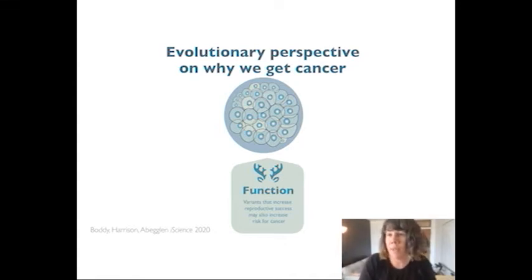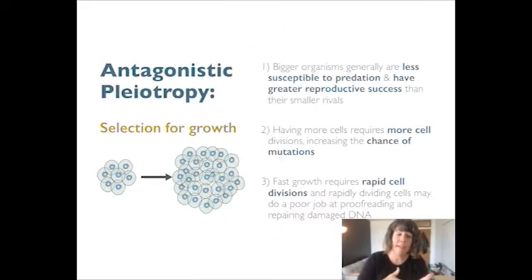This is also a term called antagonistic pleiotropy, where there's just two effects. And if one of these effects is beneficial early in life and selected for, then maybe the cancer phenotype can still arise. An example of this you can think about, and our team likes to think about selection for growth, getting big. And again, the cell number problem that I talked about earlier. So bigger organisms are less susceptible to predation, and this may lead them to have greater reproductive success than their small rivals. So there could be an evolutionary force to get big.